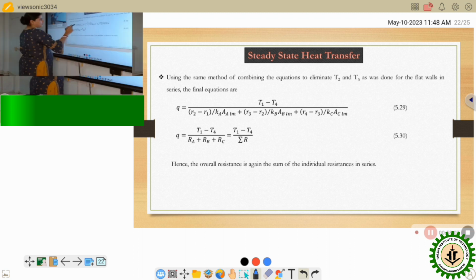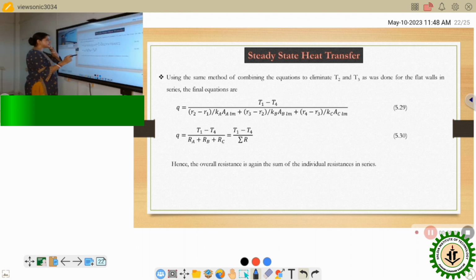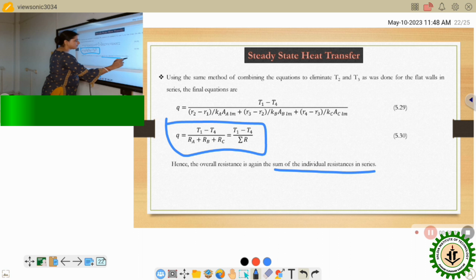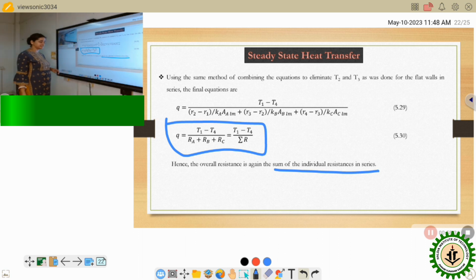And then adding up all, just like the composite wall, we will get T1 minus T4 divided by the individual components, meaning individual resistive components. So in simplified form, Q equals T1 minus T4 divided by RA plus RB plus RC, or I can write T1 minus T4 divided by the summation of R. Hence the overall resistance is again the sum of individual resistances in series.